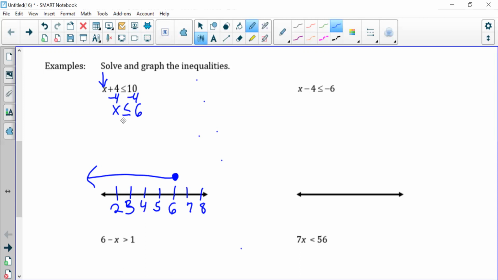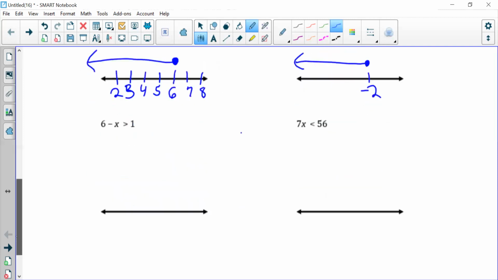All right, looking at the next one, x minus 4 is less than or equal to negative 6. Once again, I want x by itself, so I'm going to add 4 to both sides. So I get x is less than or equal to negative 2. Once again, I'm going to get my negative 2 up here. It's a less than or equal to, so filled in dot. And I want all the x's that are less than negative 2. So once again, I'm drawing my arrow to the left.